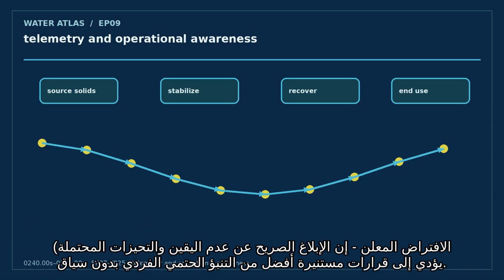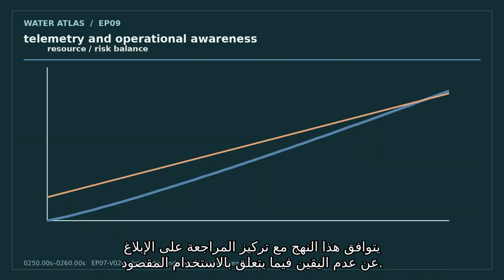Stated assumption. Explicit reporting of uncertainty and potential biases yields better informed decisions than a single deterministic prediction without context. This approach is consistent with the emphasis on communicating uncertainty relative to intended use.